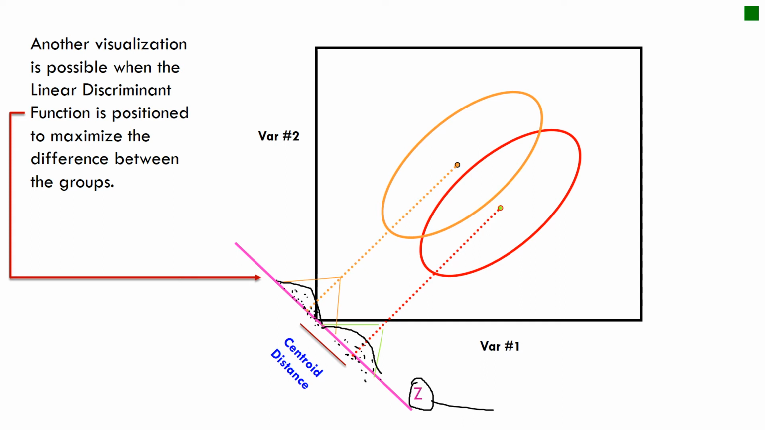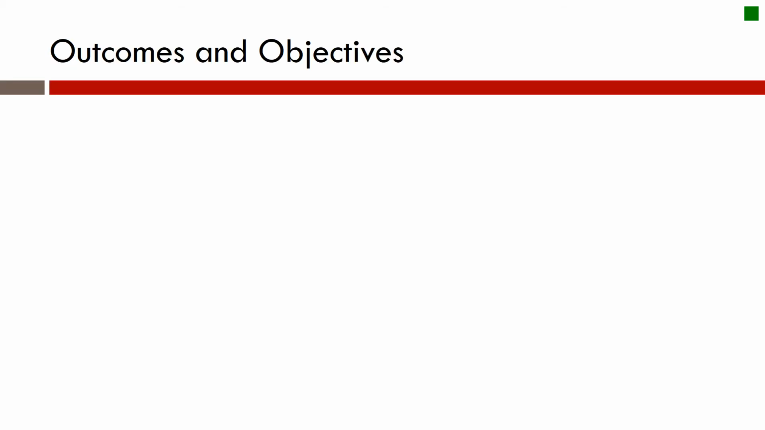So this line, this z here, is actually the linear discriminant function, and it's positioned again to maximize the difference between the groups as a function of the centroid that is ultimately created there.